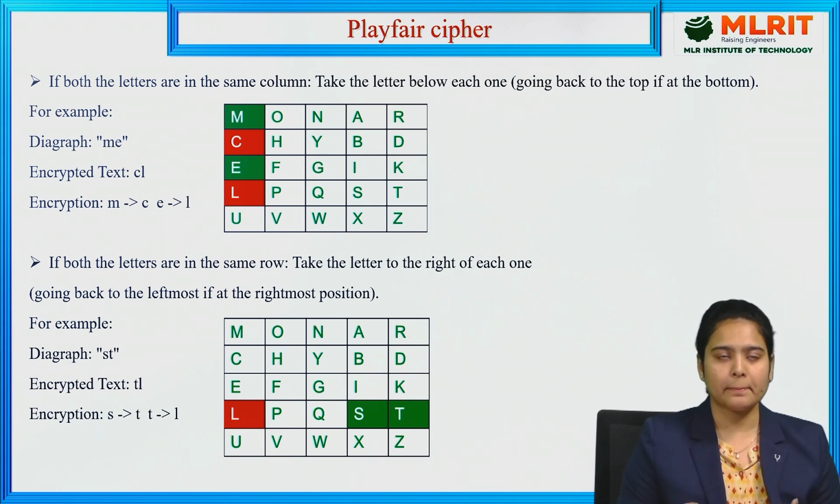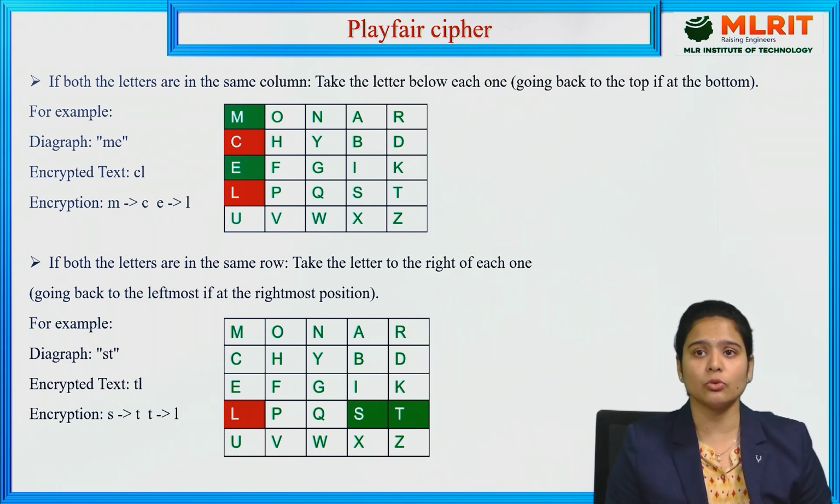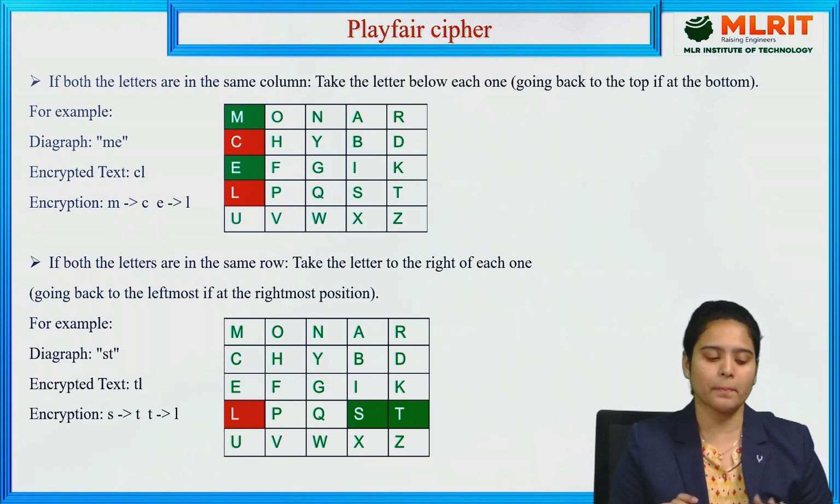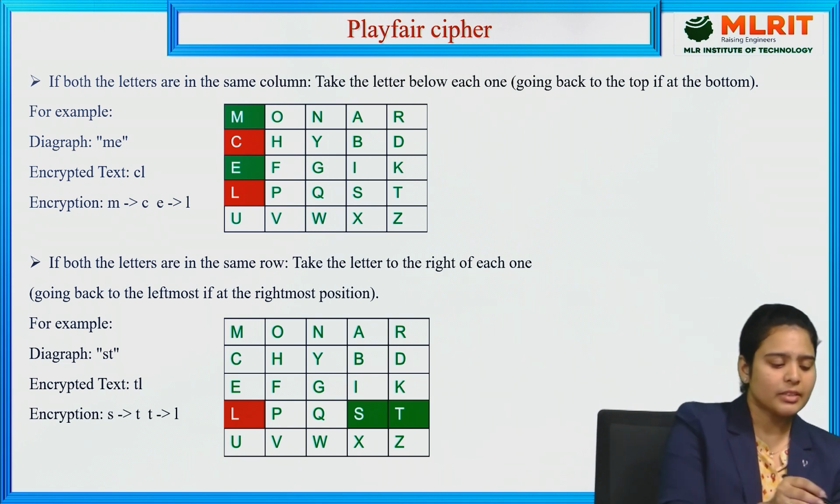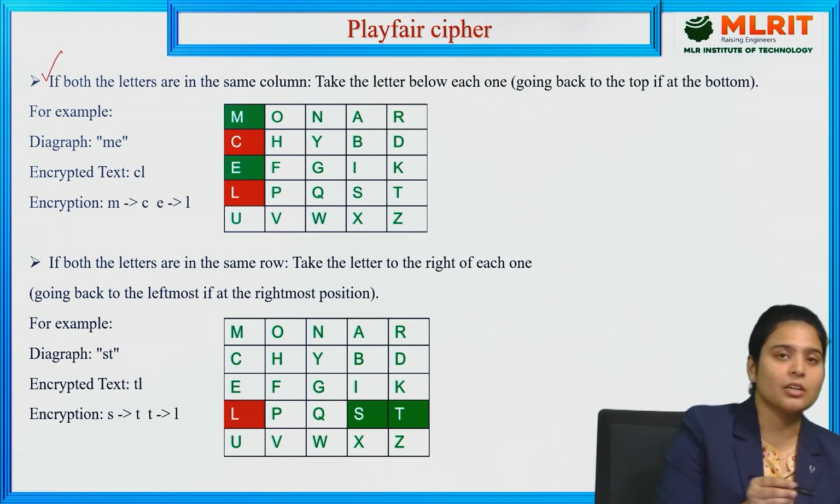For example, how we need to format, how we need to calculate, and how we get the cipher by using Playfair. We need to see the output. First we need to know the process of Playfair. This is the starting stage of the first rule.